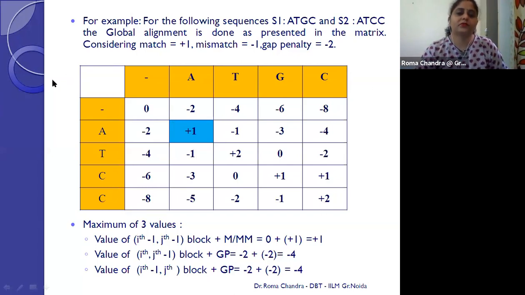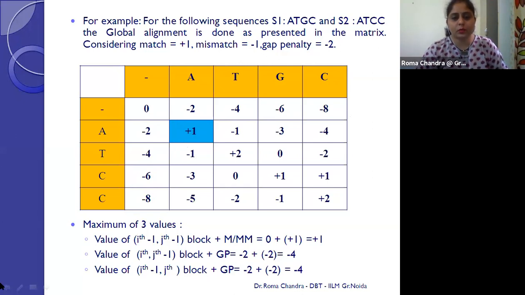So the first step we started with was initialization. In initialization, I kept my gap penalty values: -2, -4, -6, and -8. Similarly, -2, -4, -6, and -8. Now this whole matrix will be empty, and I need to put the values here. How did I get this +1 value?